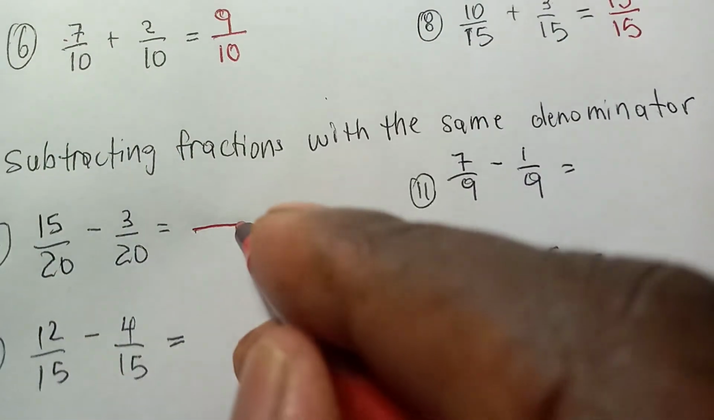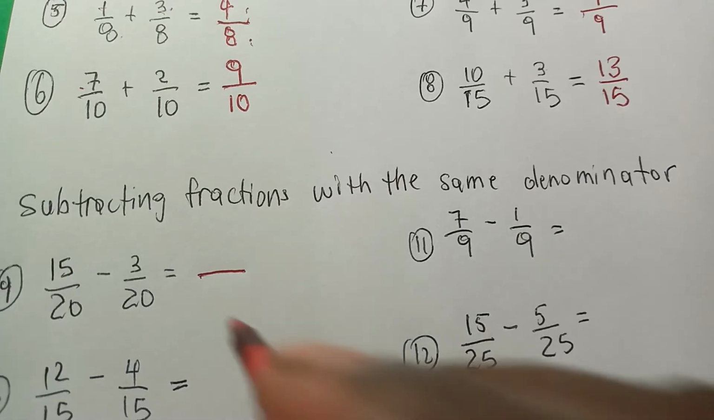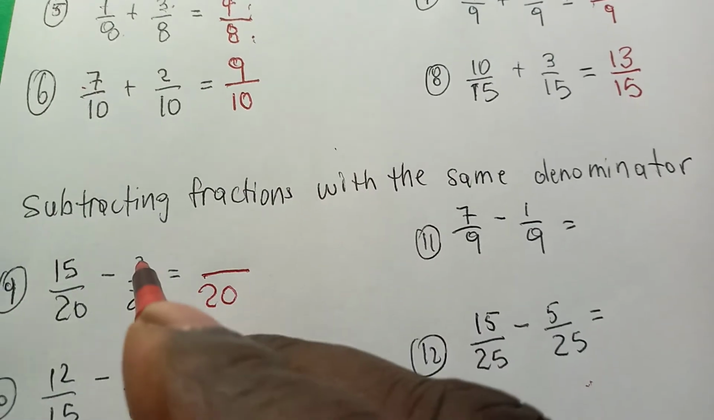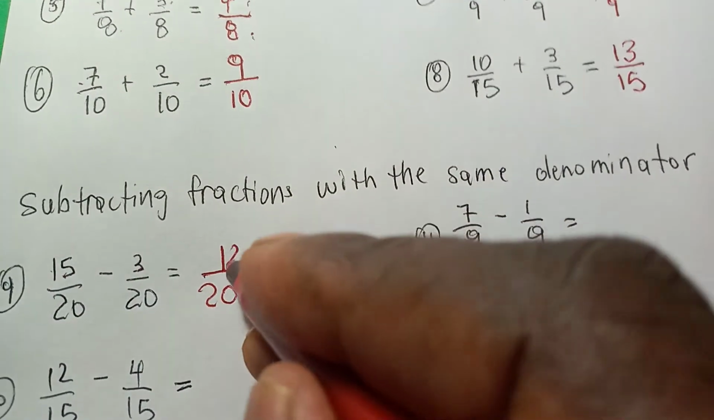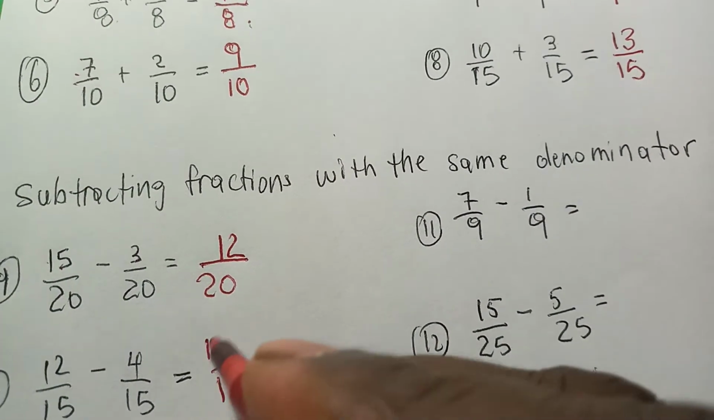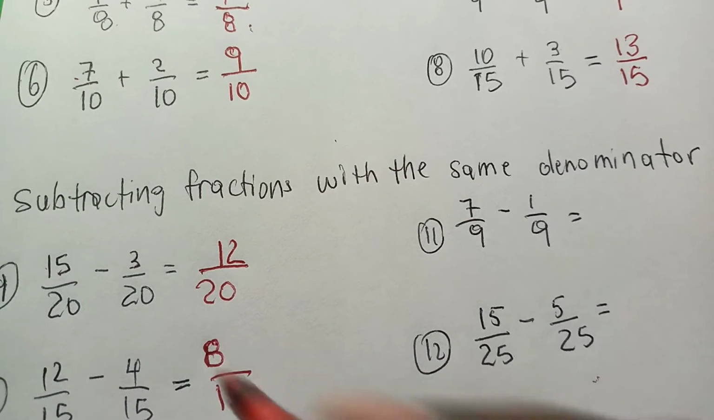The same principle applies when you are using the same denominator. You put back the denominator, then you subtract the numerators. 15, you take away 3, it leaves you with 12. Put back the denominator again. There are 12, we take away 4, it leaves us with 8.